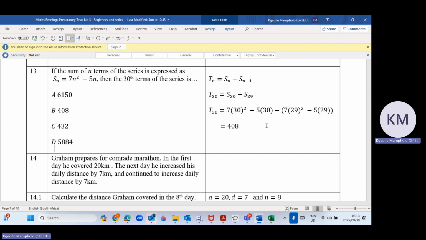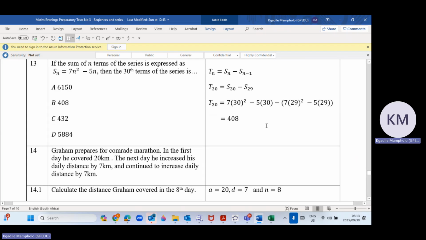Now, in this one, I wanted to familiarize you with the word problems in sequence and series. The question says, Graham prepares for Comrades Marathon. In the first day, he covered 20 kilometers. The next day he increased his daily distance by 7.